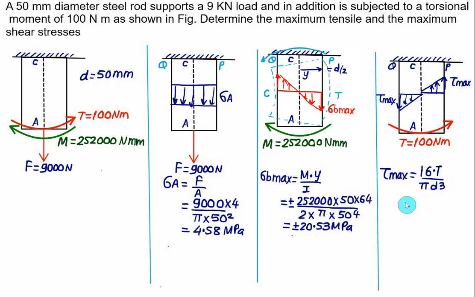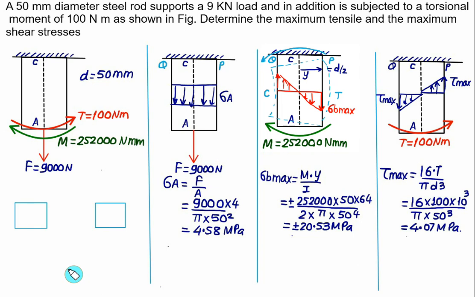That is, we have 16 times the torque, which is 100 multiplied by 10 to the power 3 Newton mm, divided by pi, and we have diameter equal to 50 cube. So this value will be equal to 4.07 megapascal.